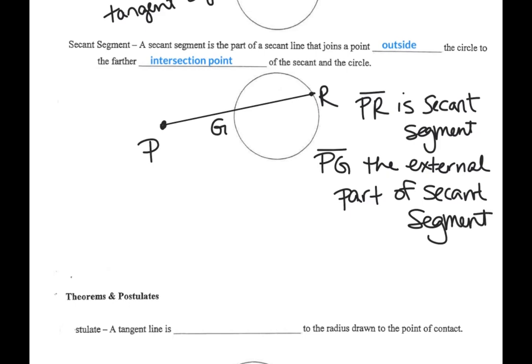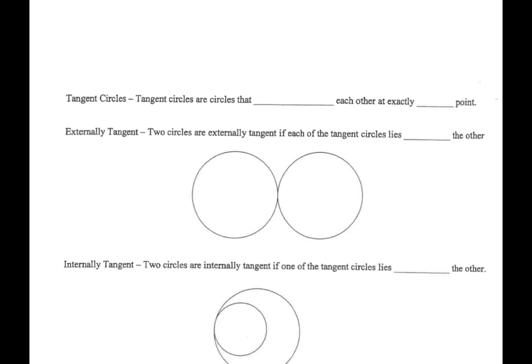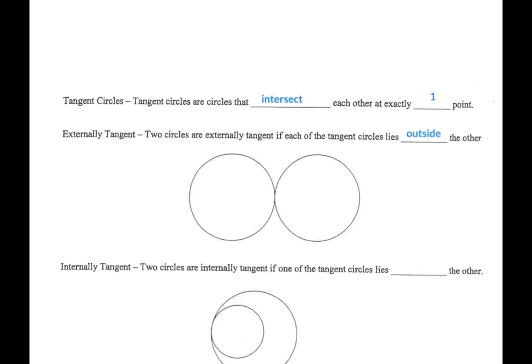Next page. Tangent circles. Tangent circles are circles that intersect each other at exactly 1 point. We're going to have 2 types of tangent circles. We have externally tangent circles. So the external ones are right here, and you see that they only touch at 1 point. So 2 circles are externally tangent if each of the tangent circles lies outside the other.